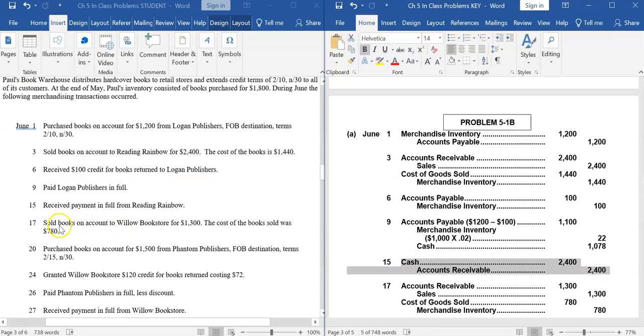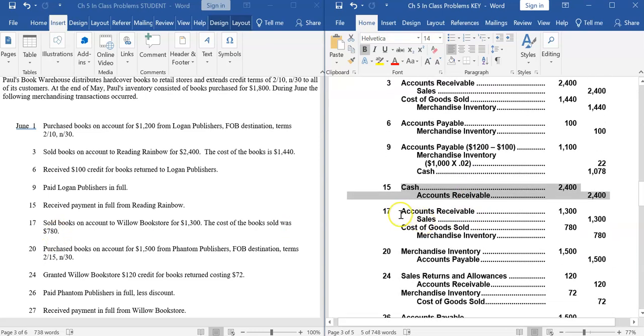On the 17th, we sold books on account to Willow Bookstore for $1,300. The books had cost $780. 2 journal entries need to be made when we sell inventory. We record the revenue being earned by debiting accounts receivable and crediting the revenue. We also need to record the cost of the inventory that was sold by debiting cost of goods sold, the expense, and crediting merchandise inventory.